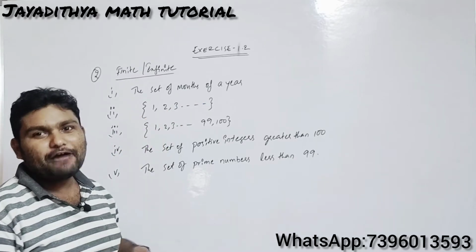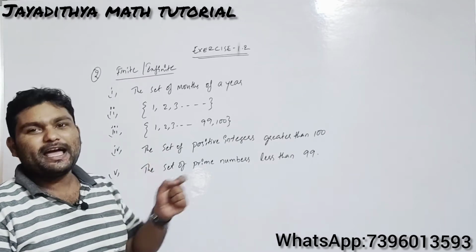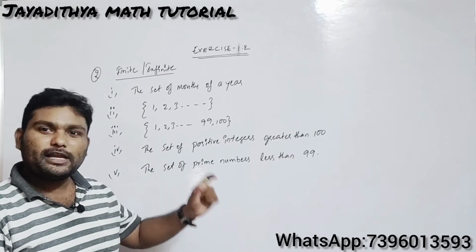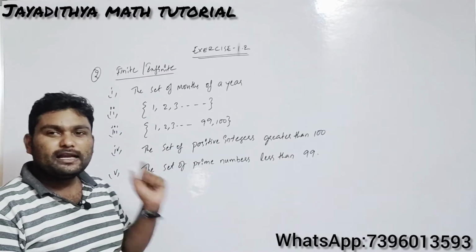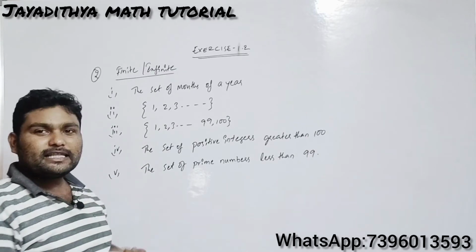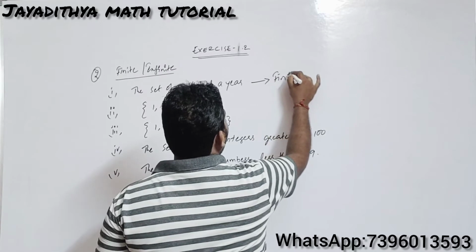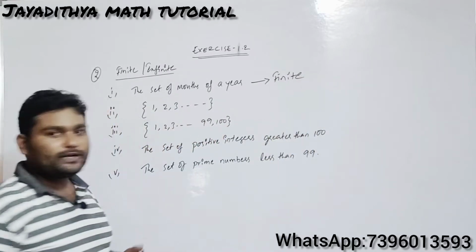How many months do you have in a year? So that is nothing but 12 months we have. So 12 is a finite number, so you can tell the number of elements of the set, right? Therefore, what kind of set it is? That is nothing but finite set. So this becomes what here? That is finite set. And let us go for the next one.